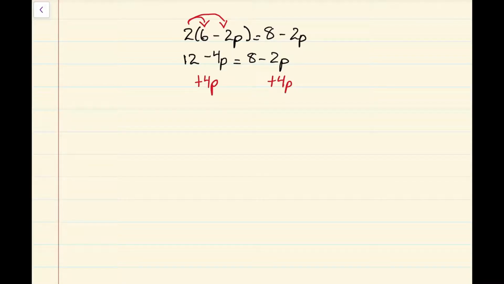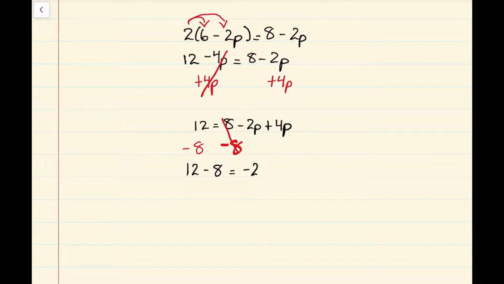And once we do that, then this negative 4p will cancel out with that 4p. And the resulting equation will be 12 is equal to 8 minus 2p plus 4p. And now what we're going to do is subtract 8 on both sides so that these two cancel out. And our resulting equation would then be 12 minus 8 is equal to negative 2p plus 4p.